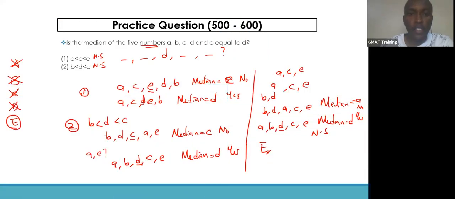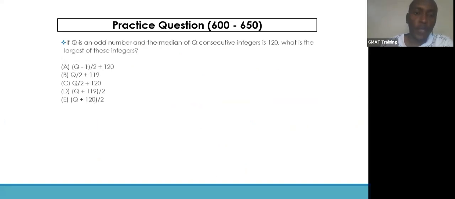All right, let's give this PS question a try. Pause the video, give it a try, then I'll jump in. All right, if Q is an odd number and the median of Q consecutive integers is 120, what is the largest of these integers? So you know that the median is 120. Q is an odd number.